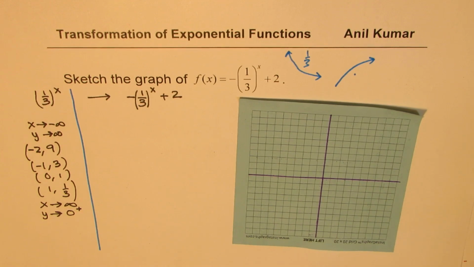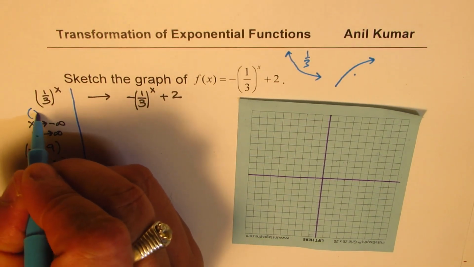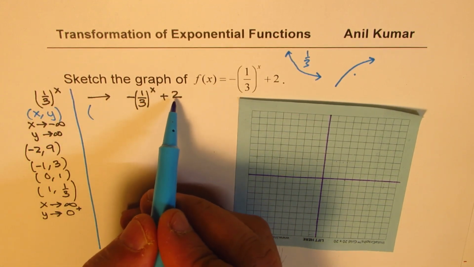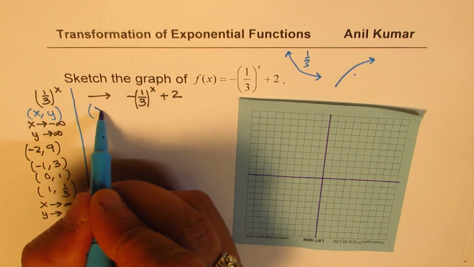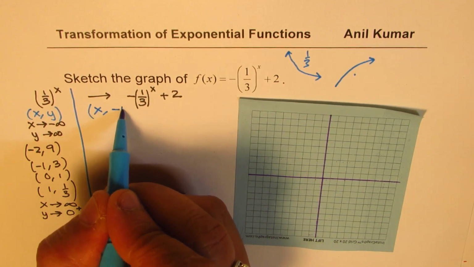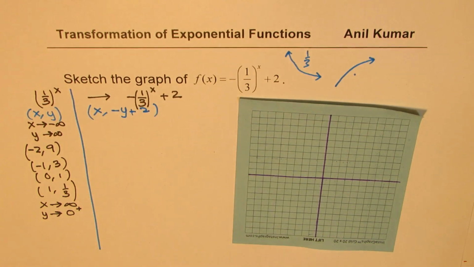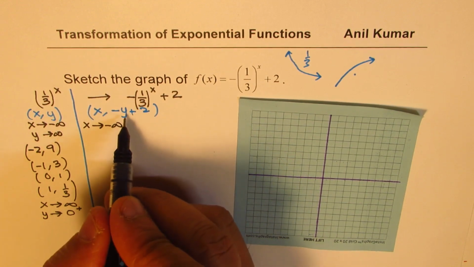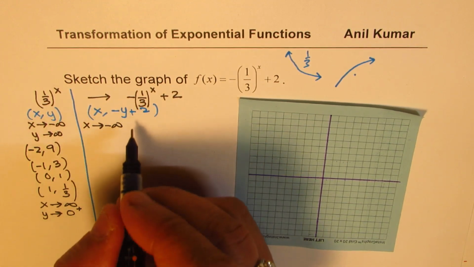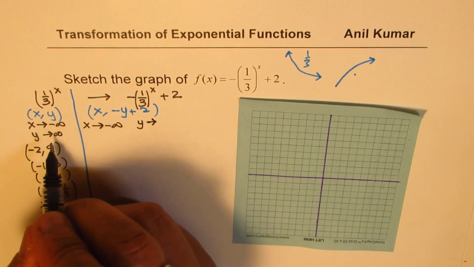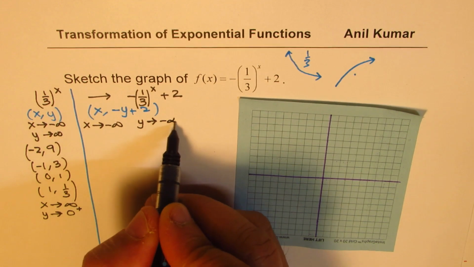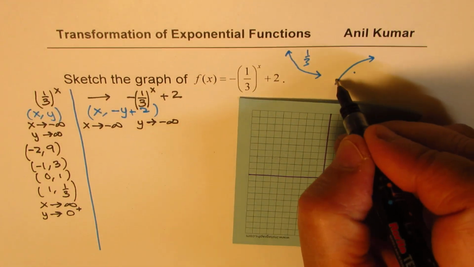Now here, what is the transformation? Any point (x, y) changes to, this negative is for y, and this 2 is also for y. So the x value remains the same. The y value becomes negative of the y value, plus 2. That is how the transformation is going to take place. So for the first one, as x approaches negative infinity, the y value will become negative of this, so y approaches negative infinity. Negative of infinity is negative infinity. Do you see that part?